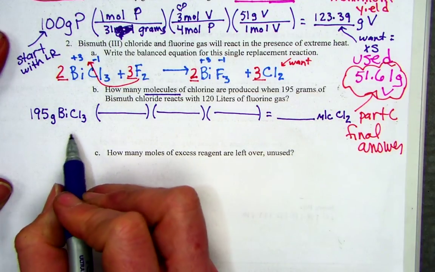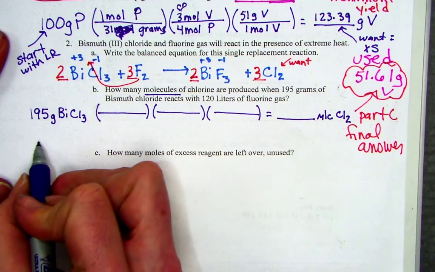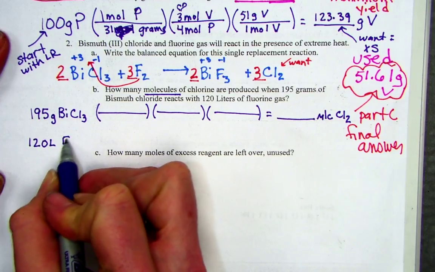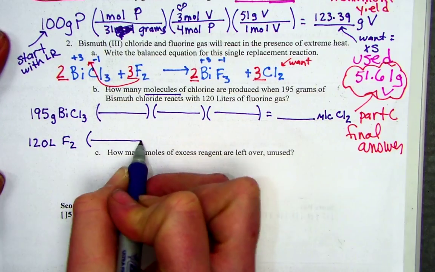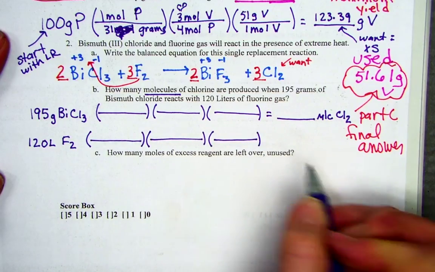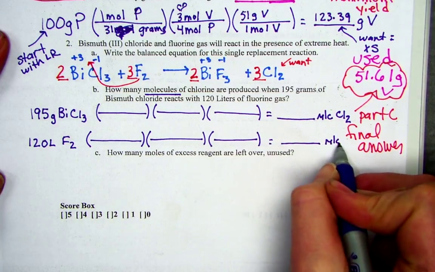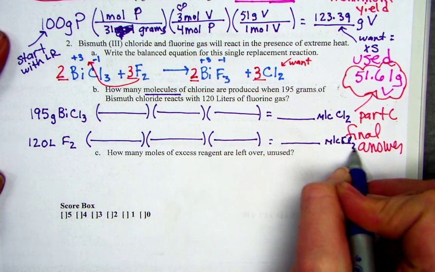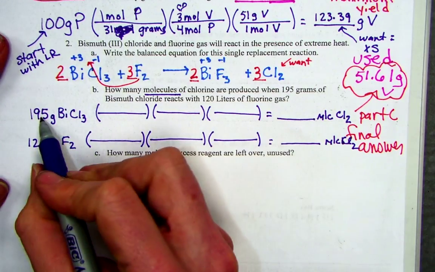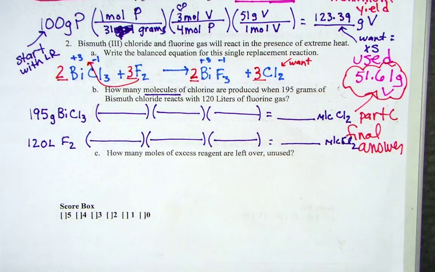The second reactant, fluorine gas, was given to us in terms of volume. 120 liters of fluorine gas. I'll set those 3 parentheses ready. Those 3 parentheses still have the same target. We want to get to molecules of Cl2, the chlorine product. We'll begin with that first series of stoichiometric problems, the 195 bismuth chloride.